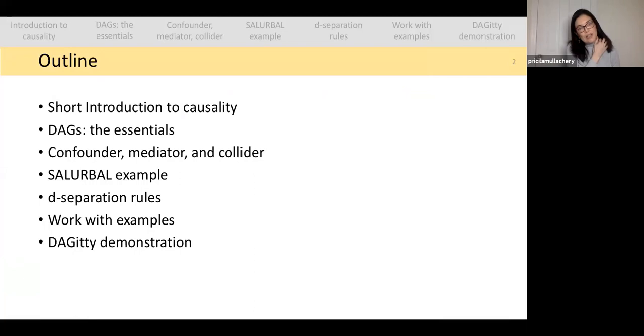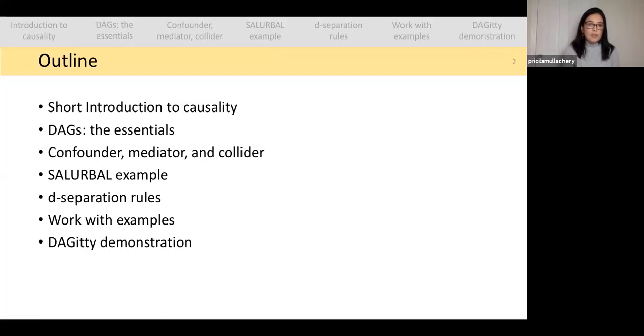This is an outline of our presentation today. I'm going to start by giving a short introduction to causal inference. Keep in mind that causal inference could be a semester course, so this is a really, really brief introduction just to put it in the context of DAGs, which is what we want to use DAGs for.